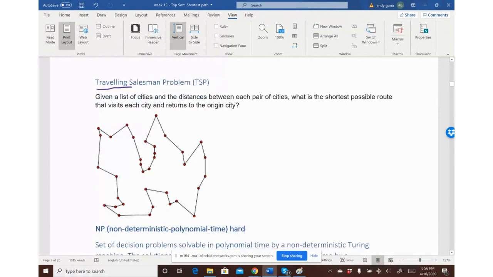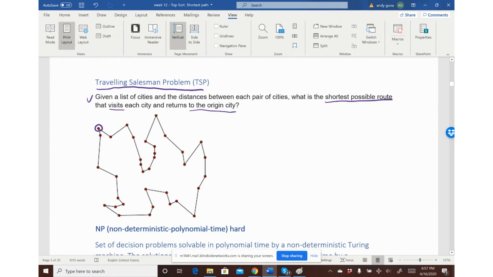So there's a famous problem called the traveling salesman problem. The traveling salesman problem says the following. Given a list of cities and the distances between each pair of cities, what is the shortest possible route that visits each city and returns to the original city? That means you don't want to go through the same city twice. You want to touch every city. For example, a traveling salesman can start from here and cover all the cities, because being a salesman, you want to save time. So you would find the shortest path that covers all the cities, right?